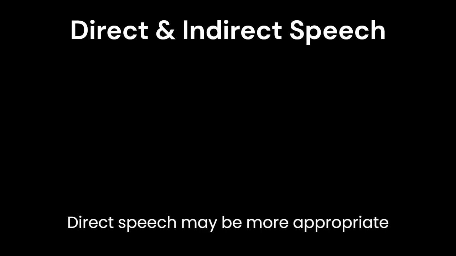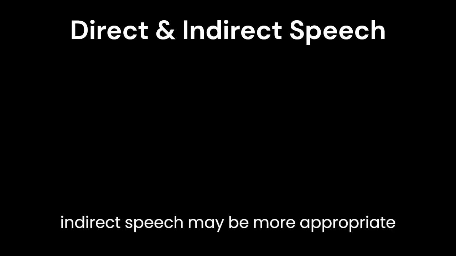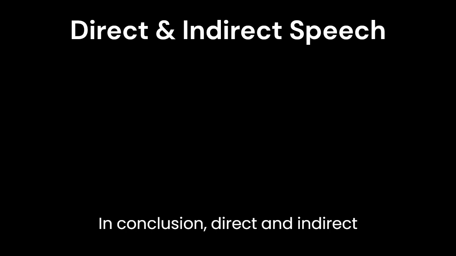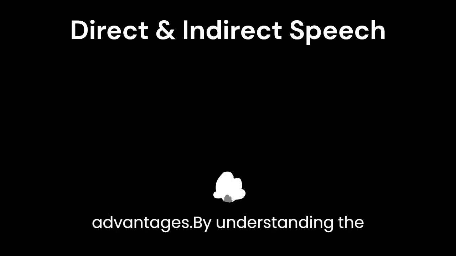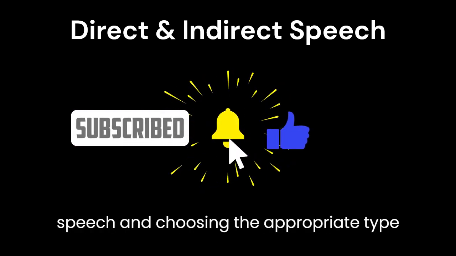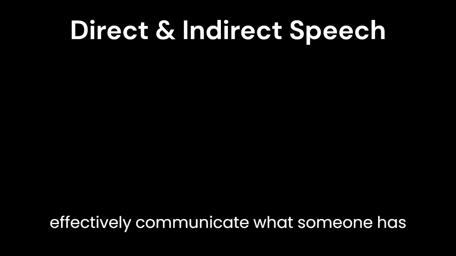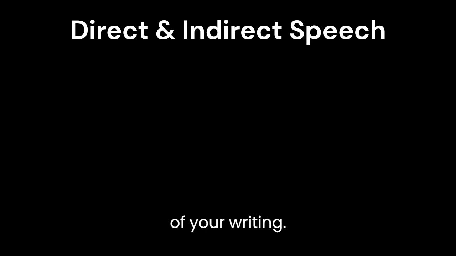Direct speech may be more appropriate for informal or creative writing, while indirect speech may be more appropriate for academic or professional writing. In conclusion, direct and indirect speech both have their own uses and advantages. By understanding the differences between the two types of speech and choosing the appropriate type for different situations, you can effectively communicate what someone has said and enhance the clarity and impact of your writing.